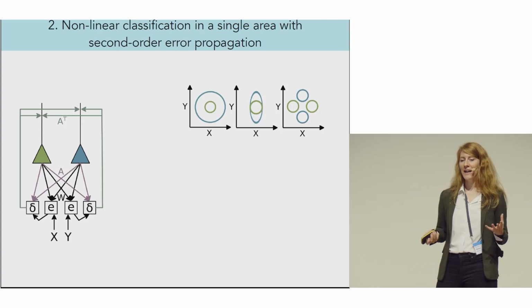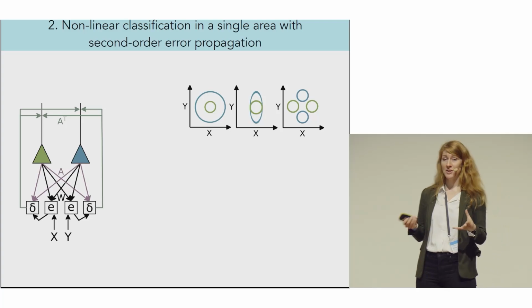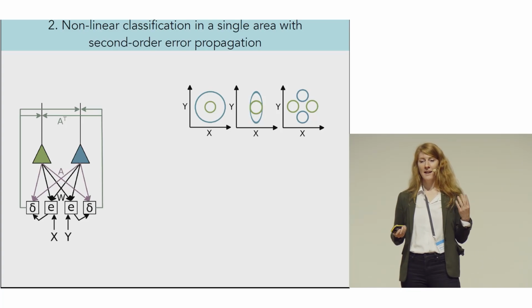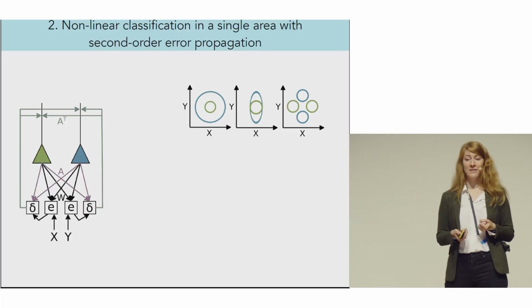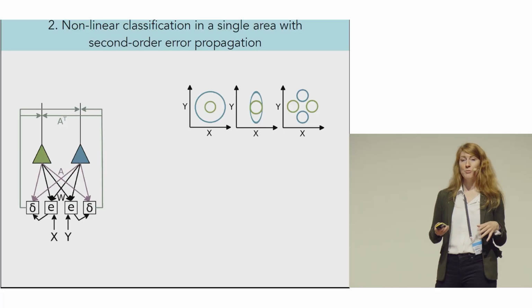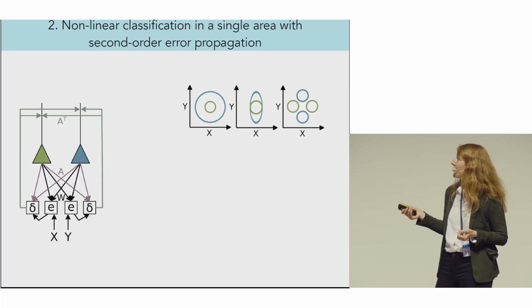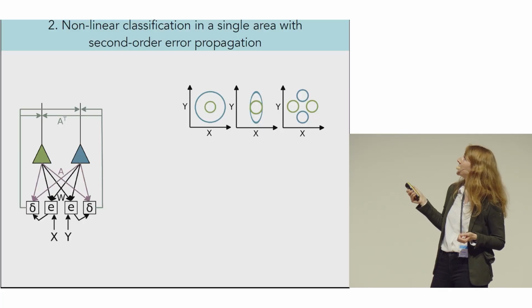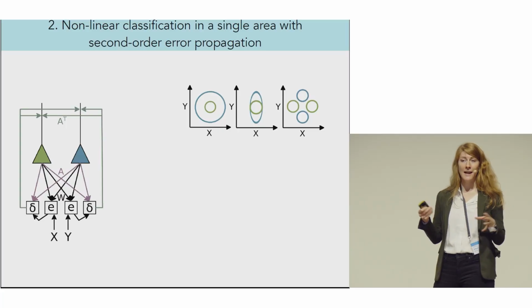Now, what is the advantage of having the propagation of second-order errors? We can show that we can do nonlinear classification in a single area with this. So here we have a simple binary classification task with a very simple network with two output neurons that indicate the chosen class. Here we have x and y coordinates that are the input to the network. And here we can see the true classes that they belong to. We have the blue and the green class.